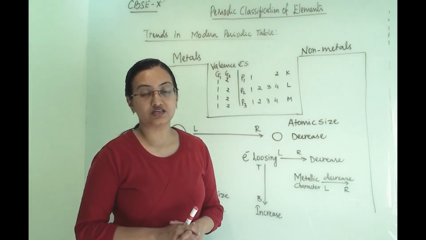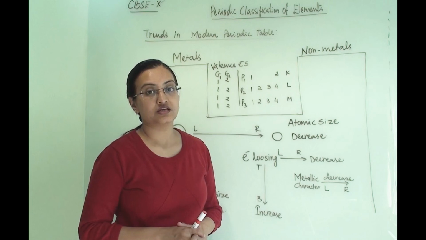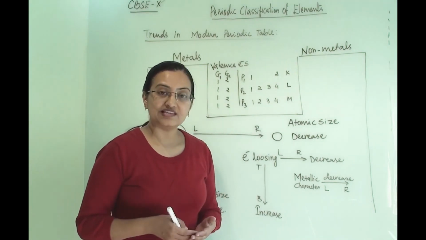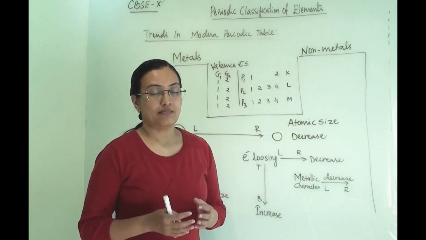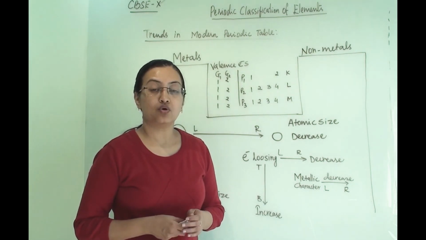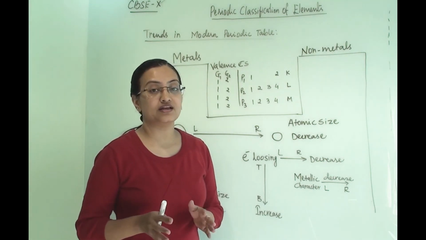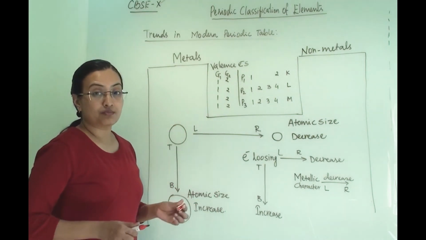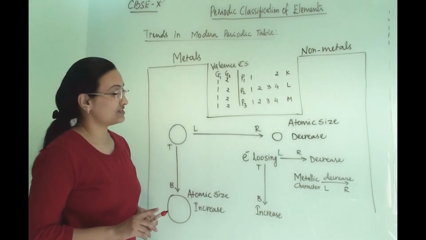This topic is under the CBSE Standard 10 syllabus. In previous videos we have discussed valency, then atomic size, metallic and non-metallic character, all these trends across the period and across the group. Now let us understand how to remember that along with their scientific reason.